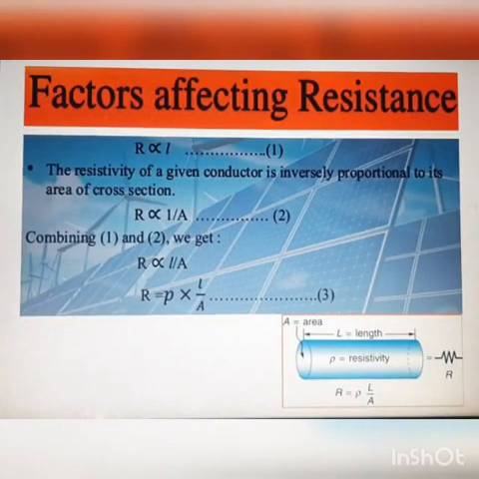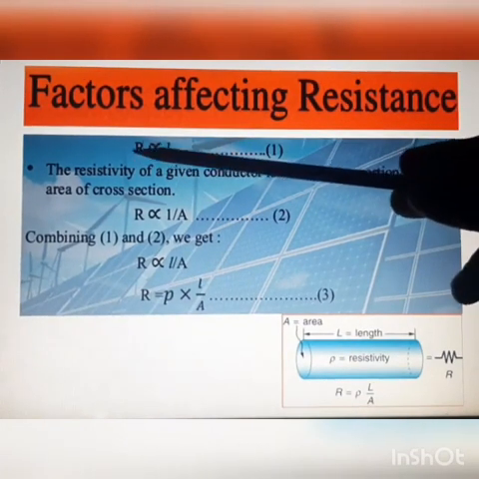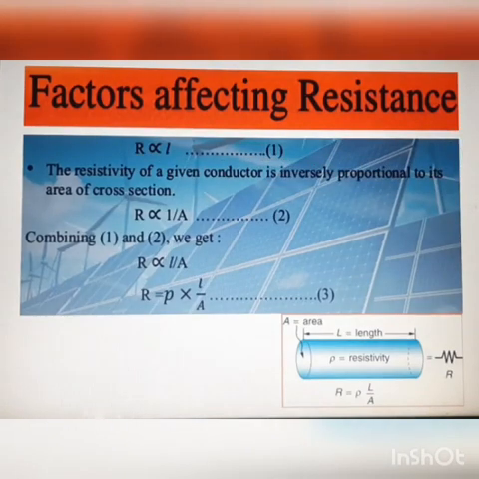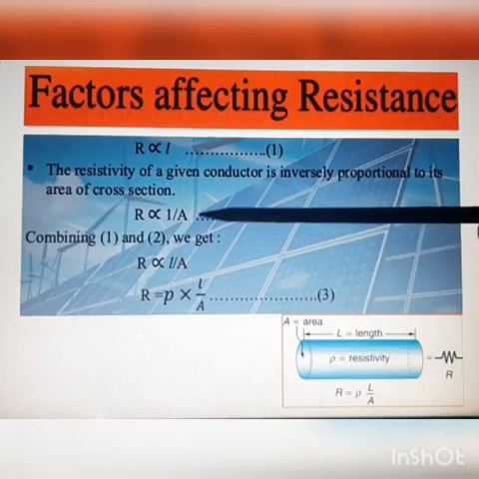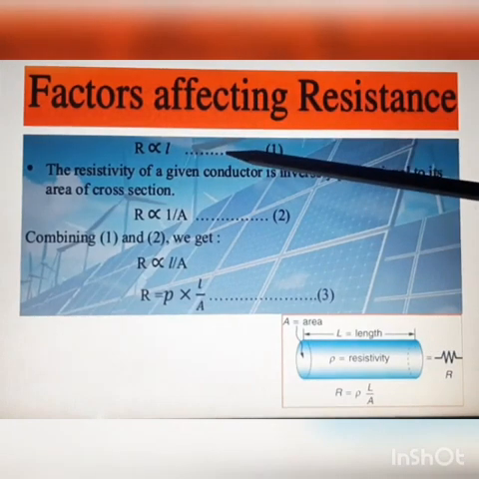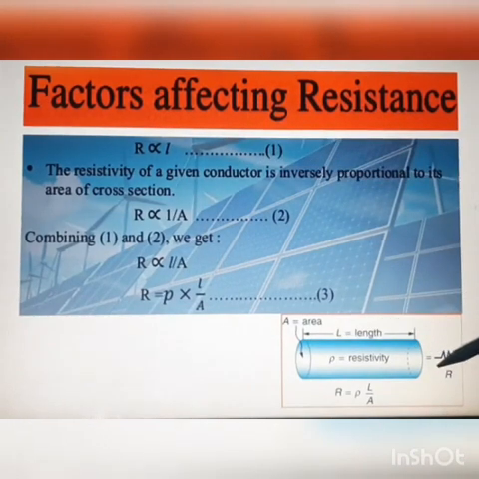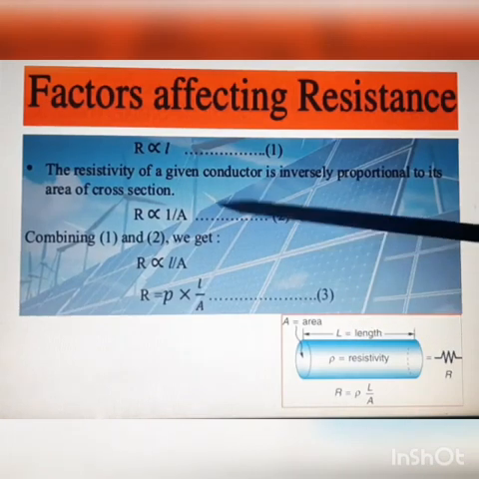Now let us move on to factors affecting resistance. In the first thing here it is written that R is directly proportional to L. Now what is L? In order to know about L and A, we have to refer to this diagram. L is the length of the wire. So according to this, if the length of the wire increases, then the resistance will also increase.